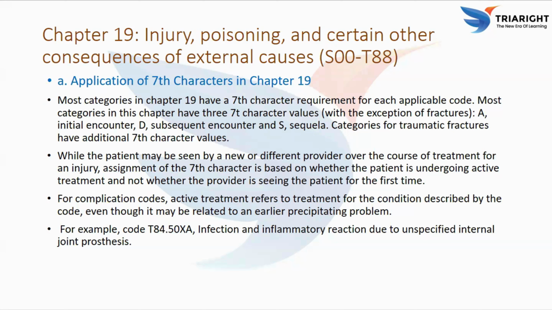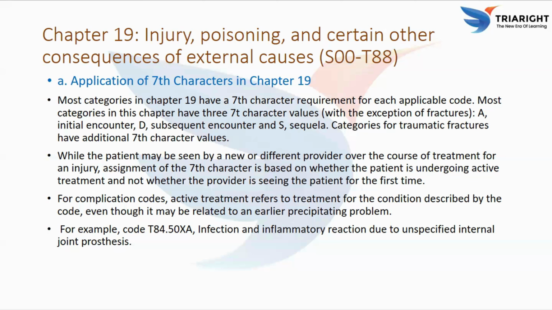Now, application of seventh characters in Chapter 19. What is the seventh character? The seventh character provides additional information about the episode of care. It is mandatory for most injury and poisoning codes in Chapter 19. If the code has fewer than 6 characters, the placeholder X is used to allow the seventh character.